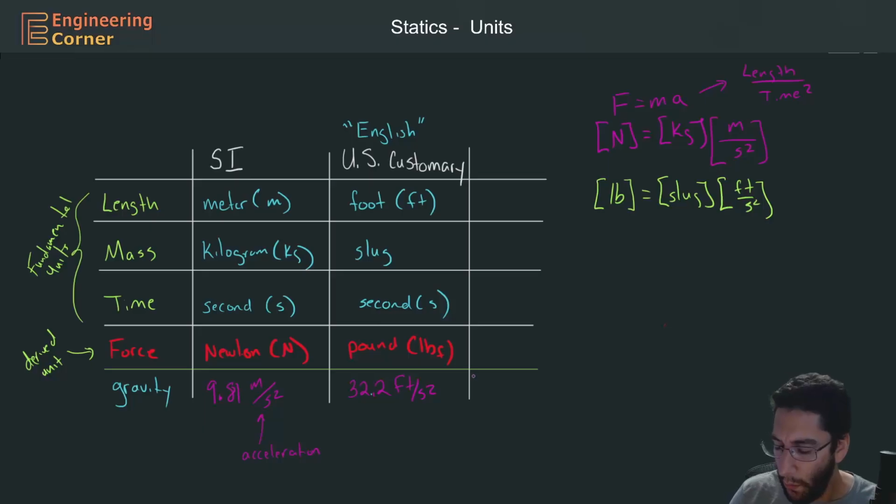Now, we should make a little note that these are only valid on Earth. And these are sort of the average values of gravity that we're going to use on Earth. The actual value of gravity will depend on where you are on Earth. If you're farther or closer to the center of Earth, the value of gravity will change. But this is a good enough approximation for any of the work that we're doing in a statics course.